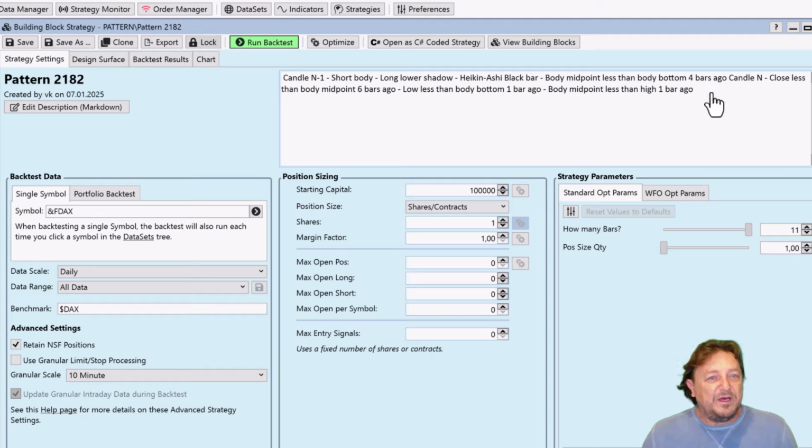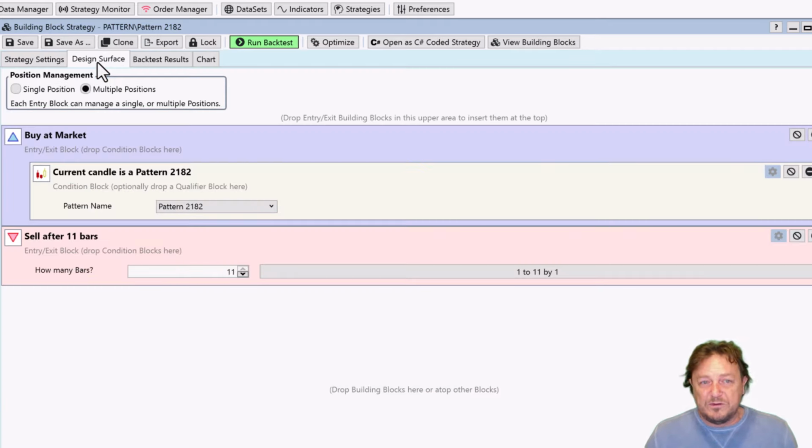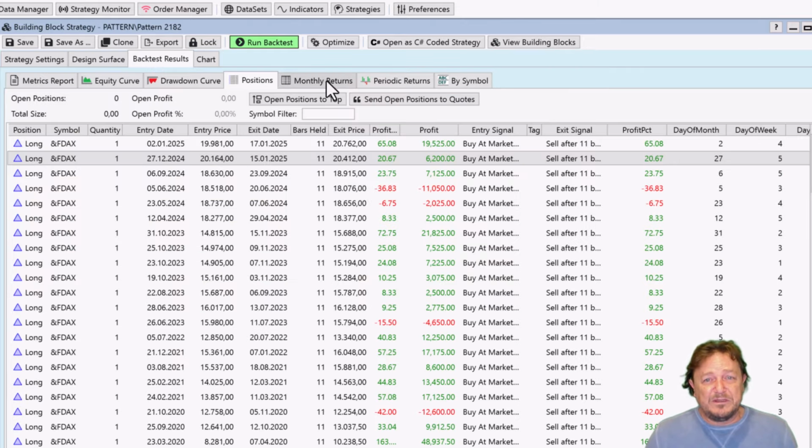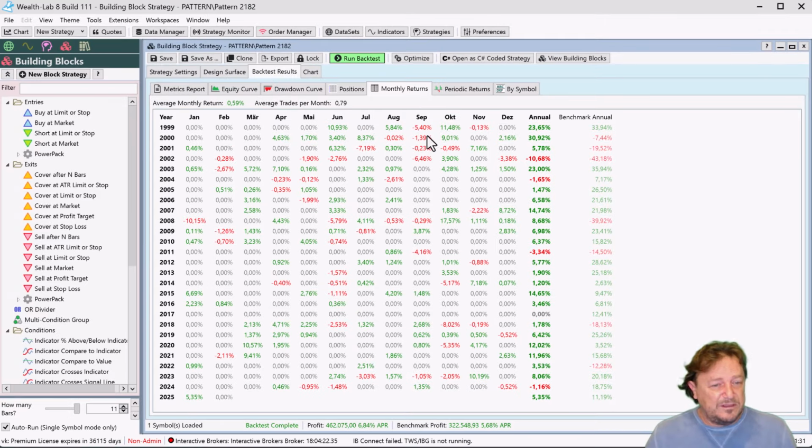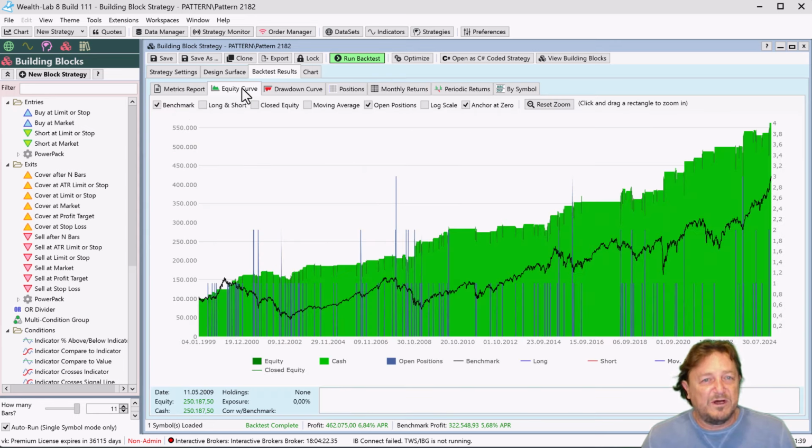So what do we have? We have the settings here, daily data, DAX future, all data. We have our rules. We have the pattern. We have the backtest results. We have monthly results. So this year was 5.35%, which is good, and that's just because the equity curve is so high.